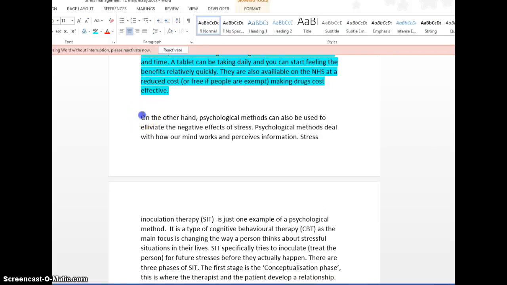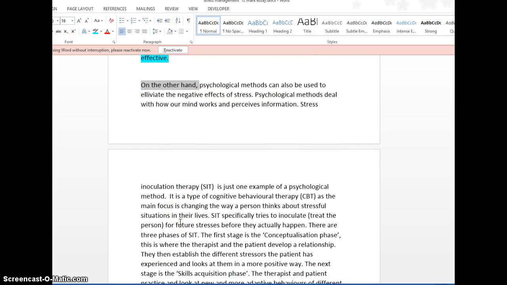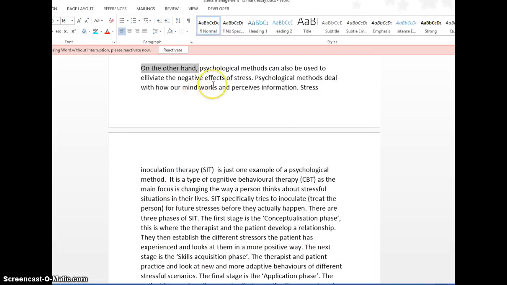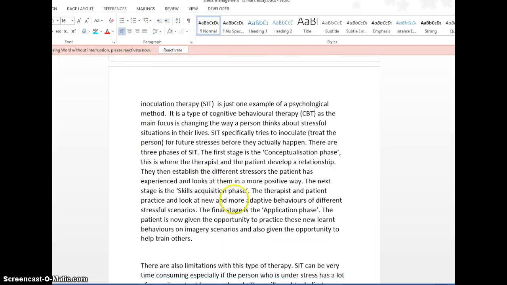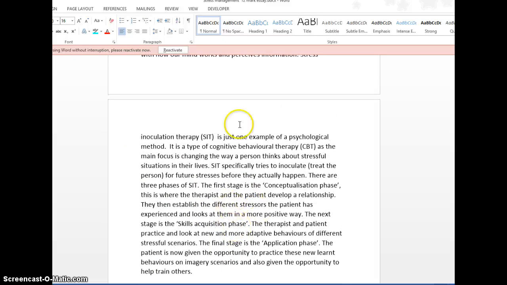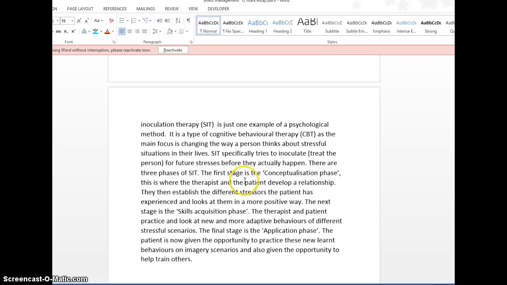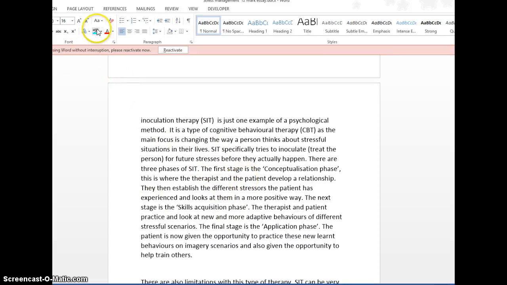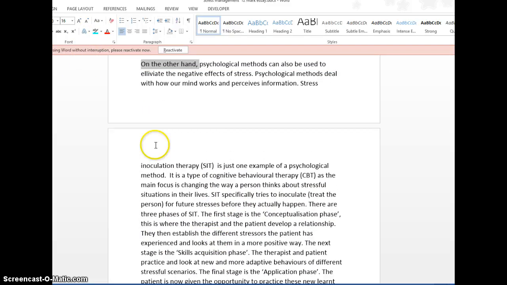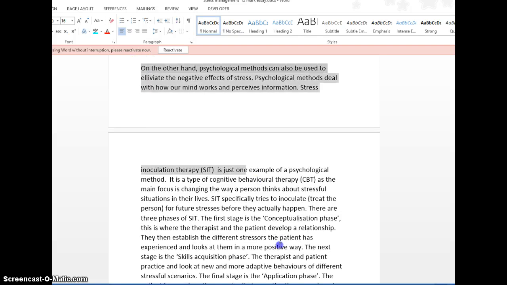On the other hand, so I use a connective here to link my paragraphs together: psychological methods also have a use in terms of alleviating the negative effects of stress. And then I start talking about stress inoculation therapy in terms of child support agency. So remember my mnemonic being conceptualization, skills acquisition, and application. So all of this here will be my AO1, my knowledge and understanding.